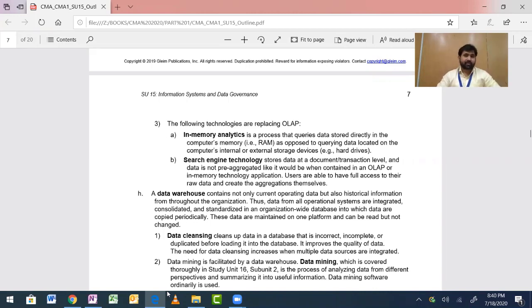This is better, because what they are saying is that in an OLAP system, the data will be collected and will already be aggregated and arranged. In search engine technology, the data will be collected at the transactional or document level. Now when you have a query, when you ask for something, then it will be aggregated or presented, whatever it is. It will not be arranged in that format in the database.